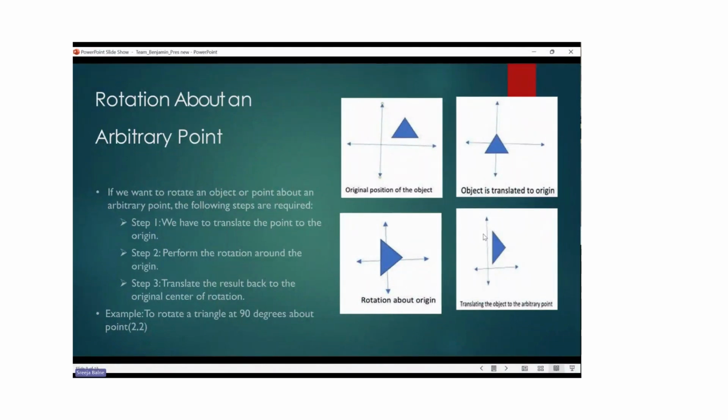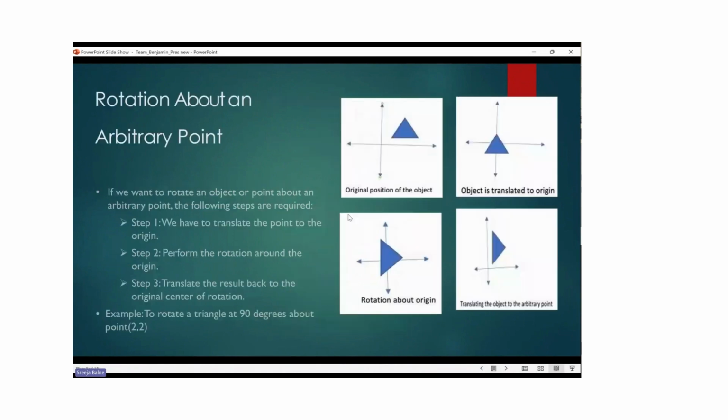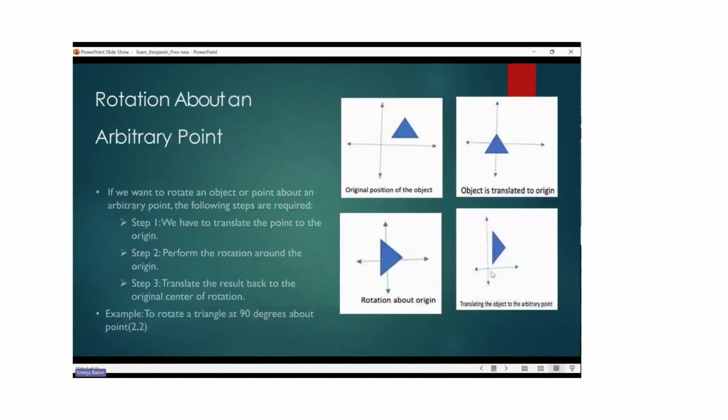So mathematically, we can represent this in this form. First, the plane was shifted to the origin. So this would be the matrix where x and y are the points we have shifted to. And then this is the matrix for the rotation of the image. And then the translation back to the original position would be this.